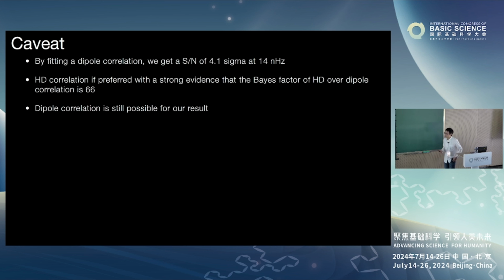And we also note that we can fit our results using the dipole correlation and get a signal to noise ratio of 4.1 sigma at the same frequency bin. However, the HD correlation curve is still strongly supported, because the Bayes factor of HD correlation over the dipole correlation is about 66. So the HD correlation is more supported. However, we cannot exclude the possibility that the correlation is dipole.